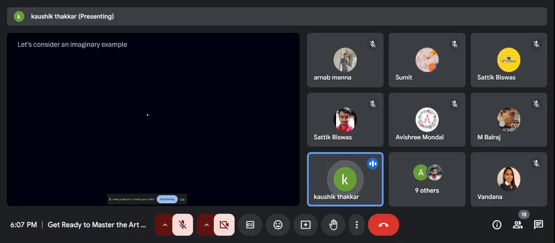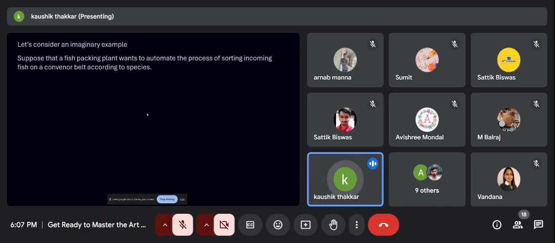So for today's session, we will consider an imaginary example, right? Let's say we are at a fish packing plant and we want to automate the process of sorting incoming fish on a conveyor belt according to species, right? So what is happening is there are thousands and thousands of fish coming on the conveyor belt.